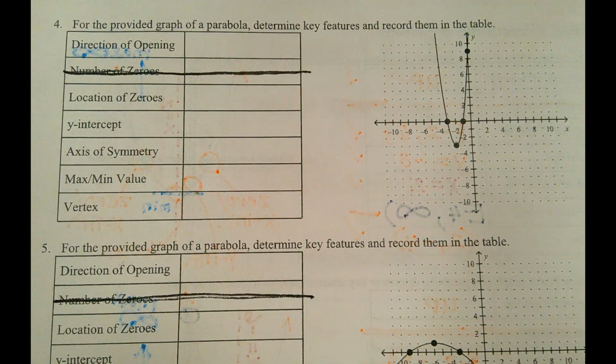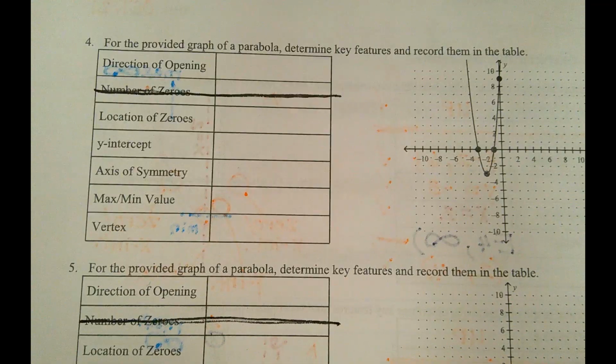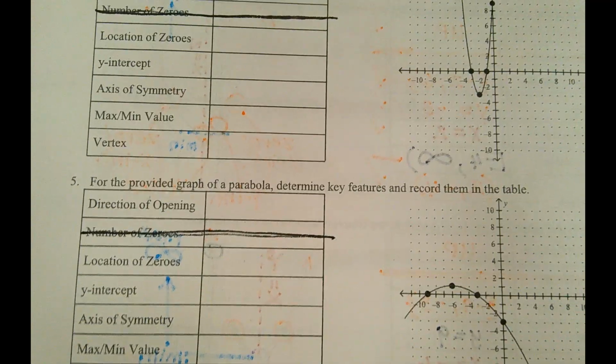All right, so timer's up. We are now on the back side of that worksheet looking at numbers 4 through 6.